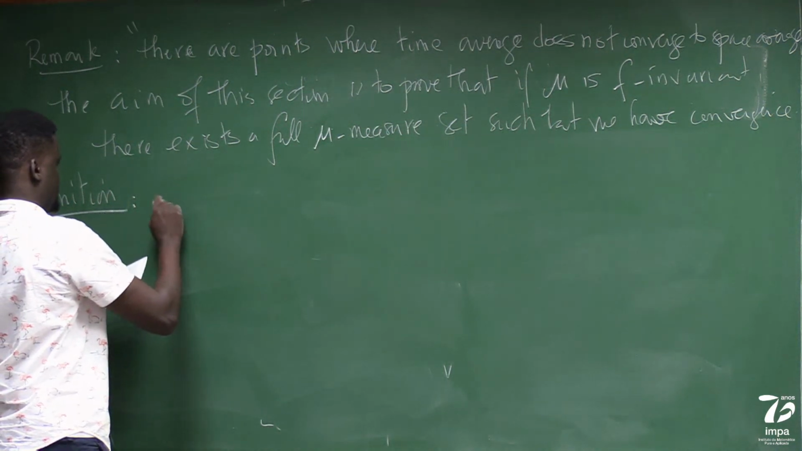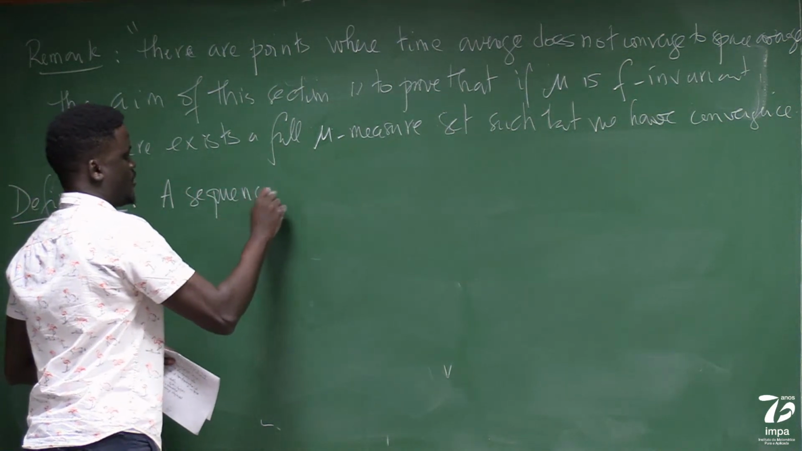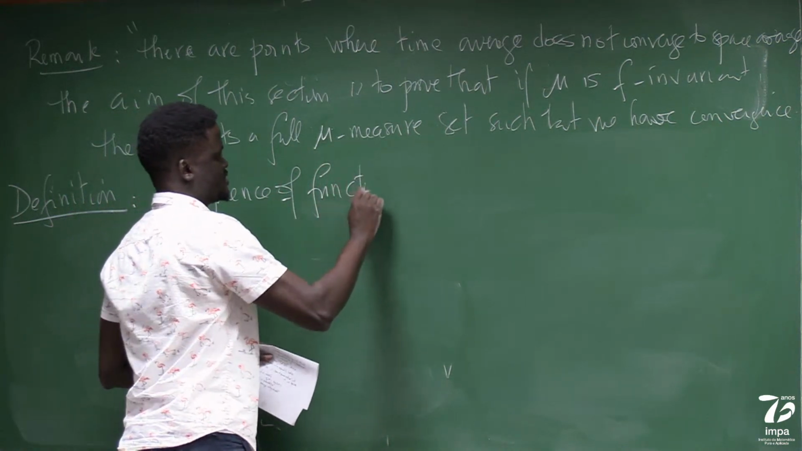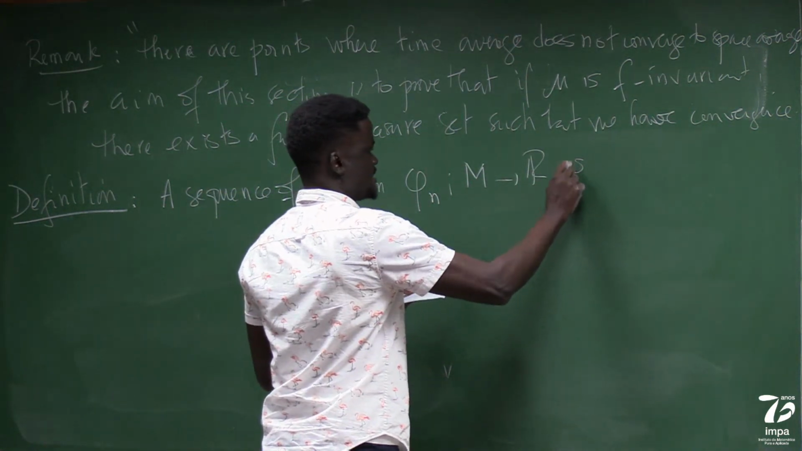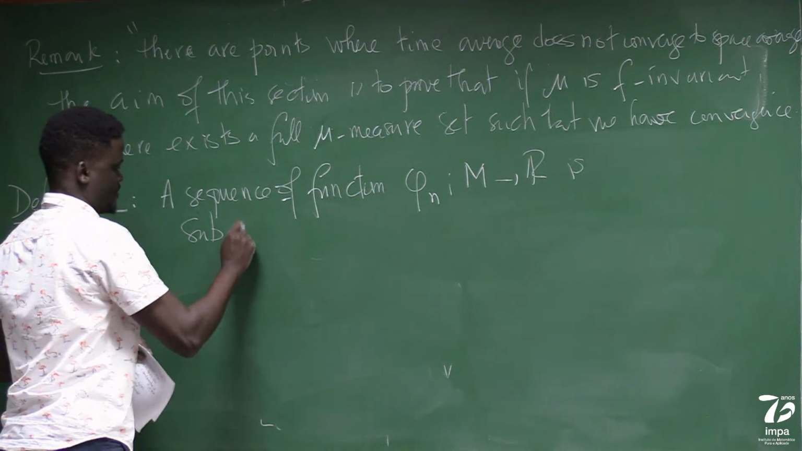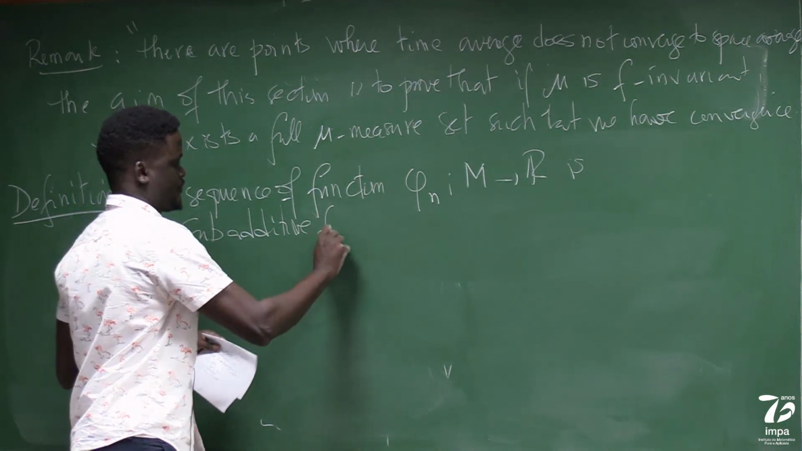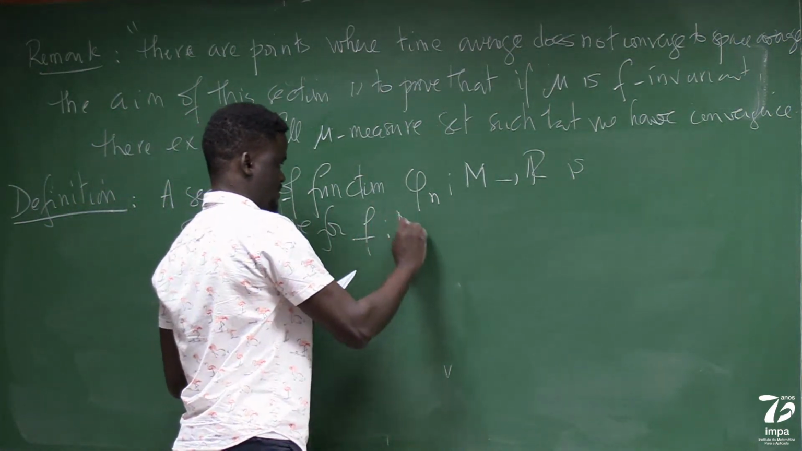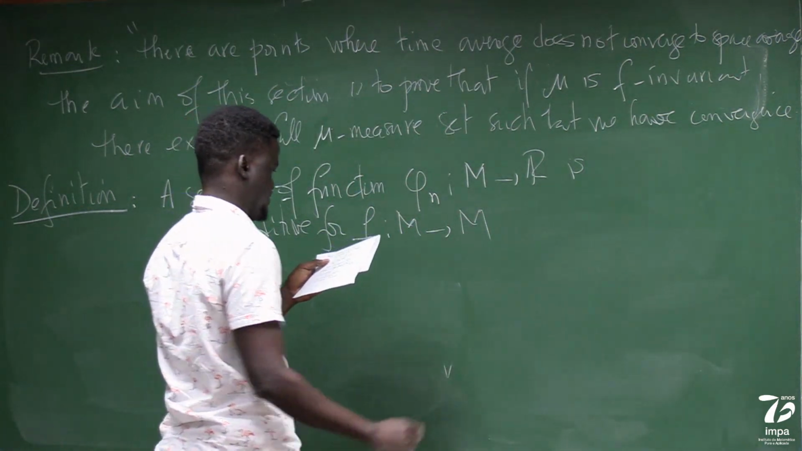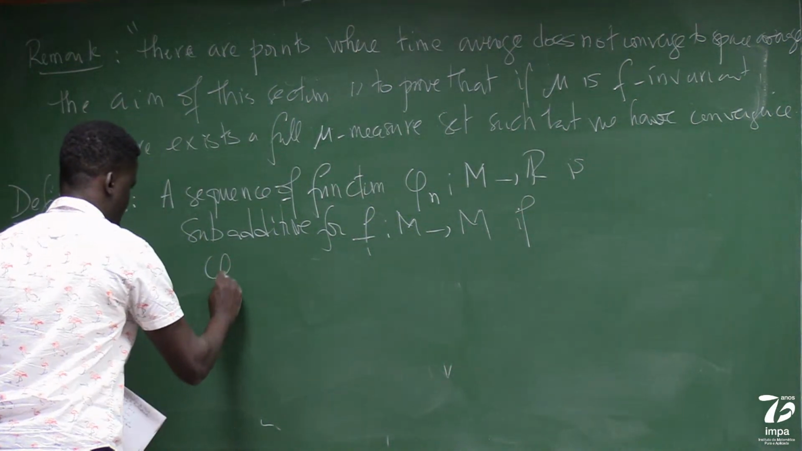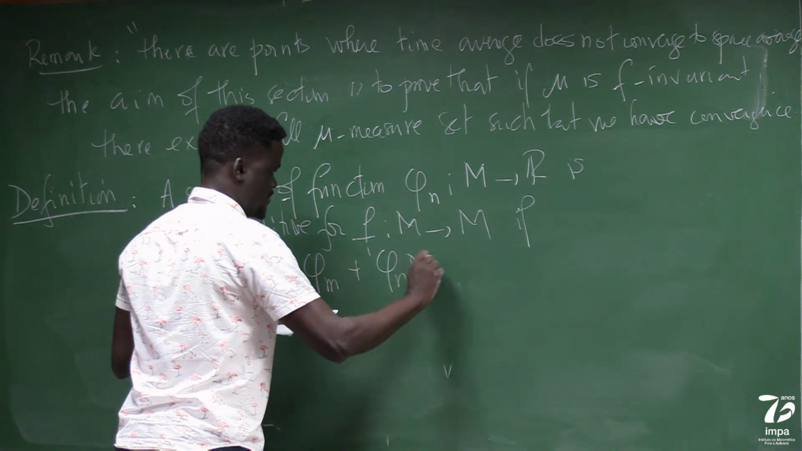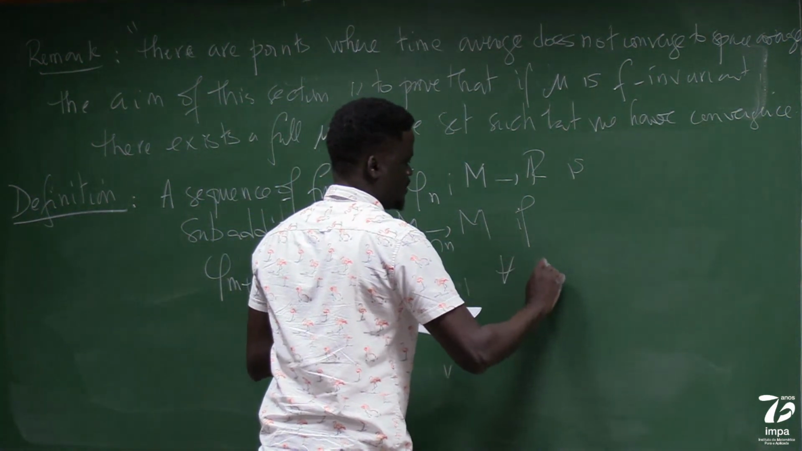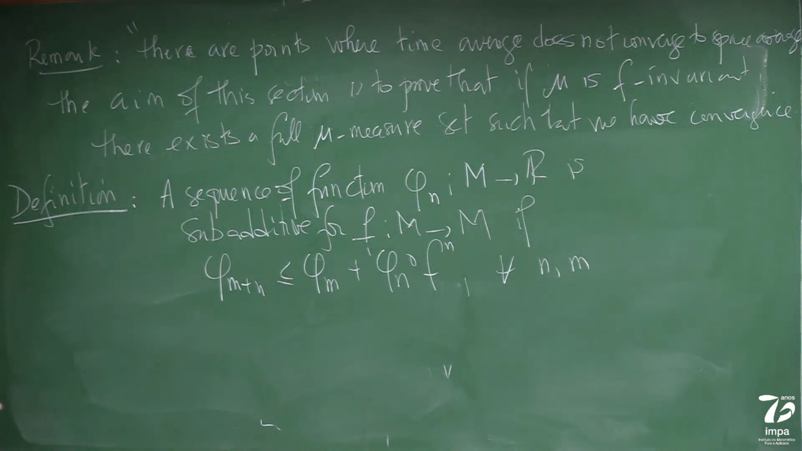A sequence of functions phi n from M to R is subadditive for F, where F is a dynamical system, if phi of m plus n is less than or equal to phi of m plus phi of n composed with F to the m. So this is a definition.